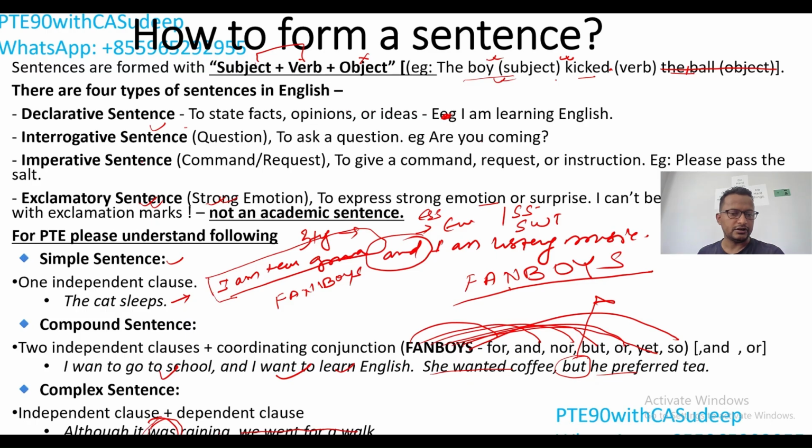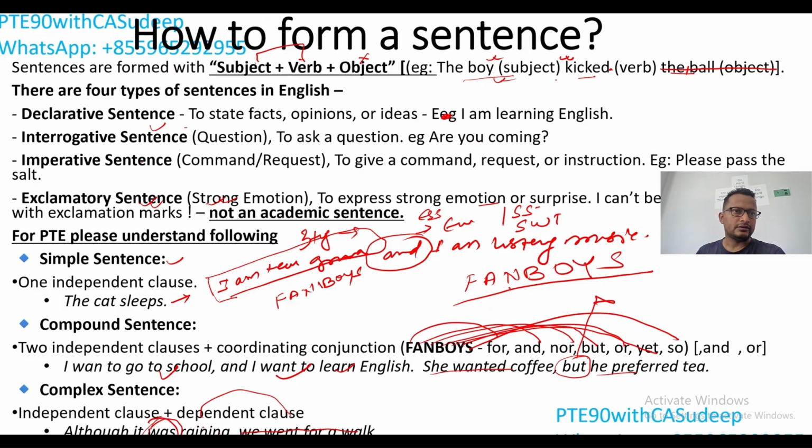So that's why you need to add two different ideas, one dependent clause and one independent clause, to form a sentence. In that context, if you are forming the sentence by doing this, then that is a complex sentence. Although it was raining, we went for a walk. Despite not studying hard, I passed PTE, right?